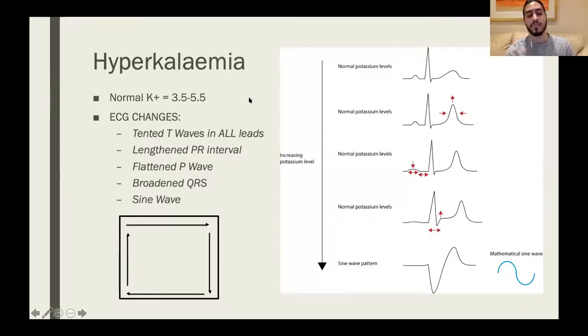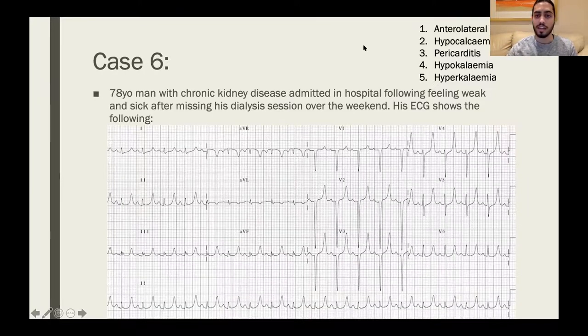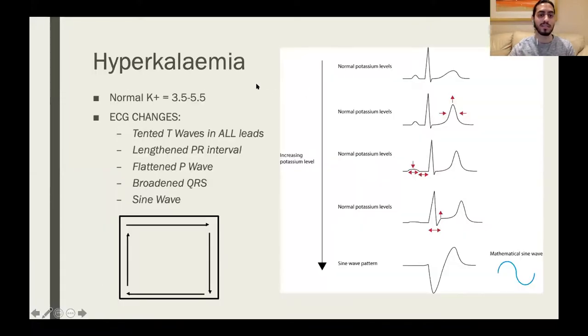So hyperkalemia, this case actually, the patient missed his dialysis session. One of the indications for dialysis is electrolyte abnormality. So his electrolytes basically went off because he didn't get his blood replaced with the dialysis. Hyperkalemia is when your potassium is above 5.5. When it hits above 6, you start worrying about ECG changes.